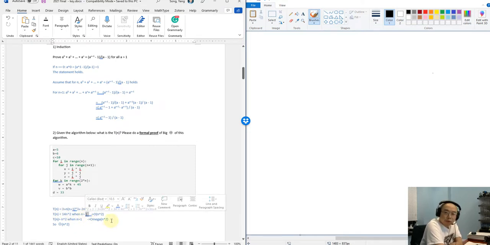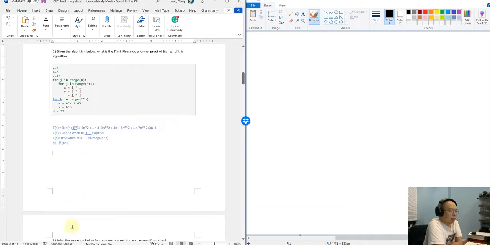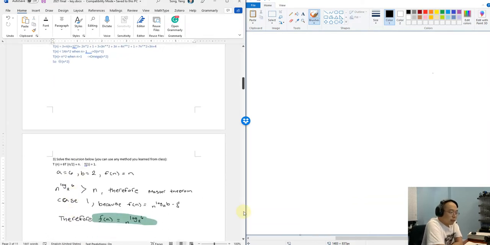So after you prove that it is both O(n squared) and also Omega(n squared), then it is Theta(n squared). Okay, so this is for the second question. So the next question: solve this recursion below, and you can choose any mechanism you learned from this course.